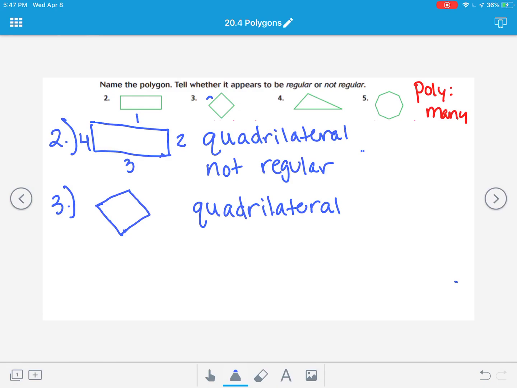All right, now looking at the original shape in your textbook, not so much mine that I drew because it's not perfect. Is this regular or not regular? Regular means it has the same length sides. Looking at number 3, I can tell that those are all the same length, so this would be a regular polygon. All right, number 4, looking at this triangle.